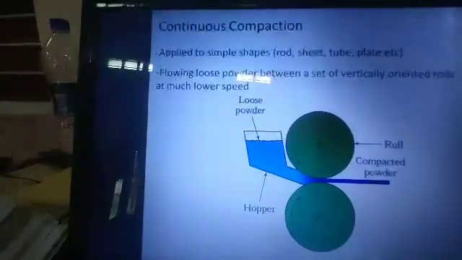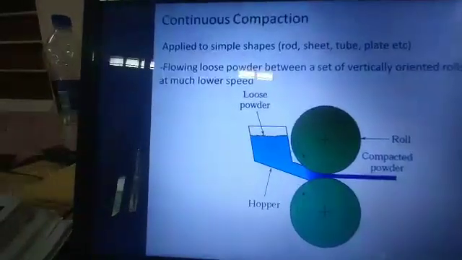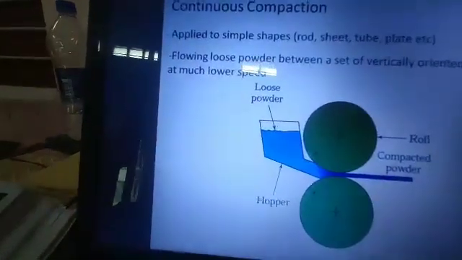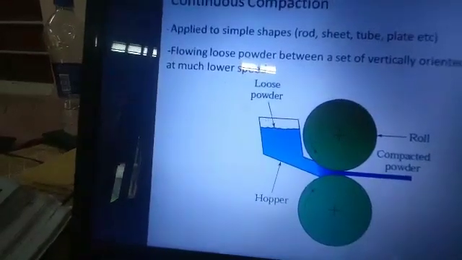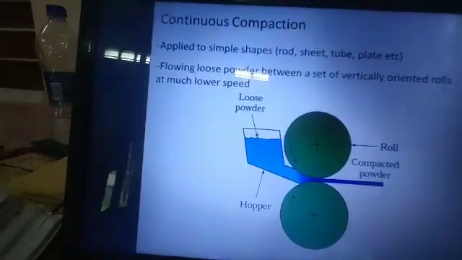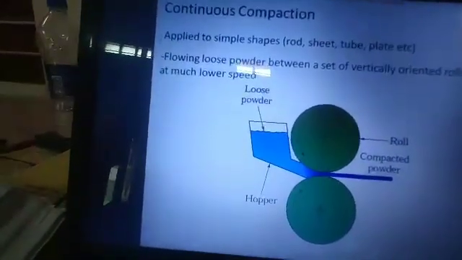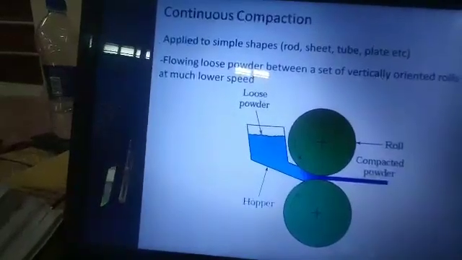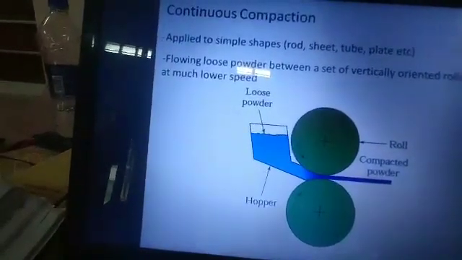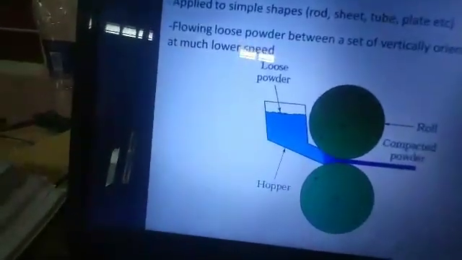Continuous compaction is generally applied to simple shapes like rod, sheet, tube, plate, etc. The figure shows loose powder flowing between a set of vertically oriented rolls at much lower speed. Here, two rollers are shown. Loose powder is supplied using a hopper and is compacted at very slow speed.